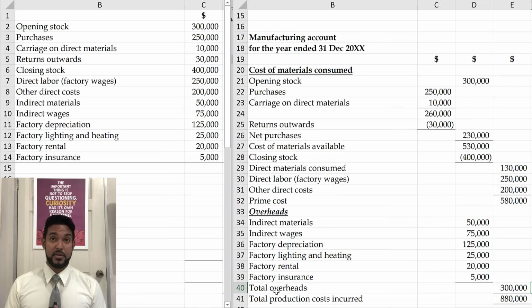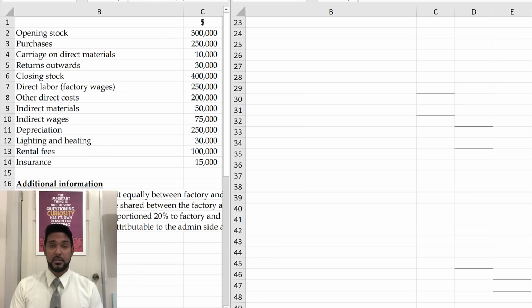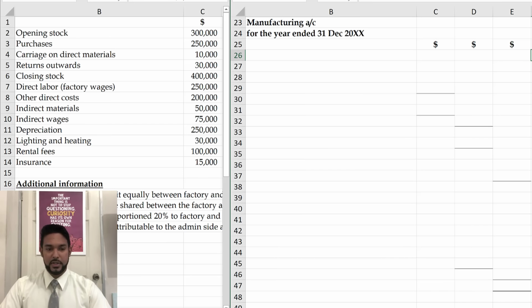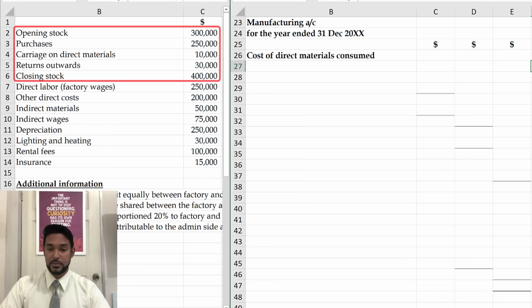We're going to take a look at another example now, which of course has some little complications. In this example, we're going to look at expense items that have to be split between the overhead section in the manufacturing account and the expense section in the income statement. Let's get the regular stuff into the manufacturing account so we can see how to proceed. Let's set up the manufacturing account for the year ended whenever, dollar sign. The first thing to do is the cost of materials consumed. Opening stock, 300,000. Purchases, and we have carriage and returns upwards, so we have to adjust for those.